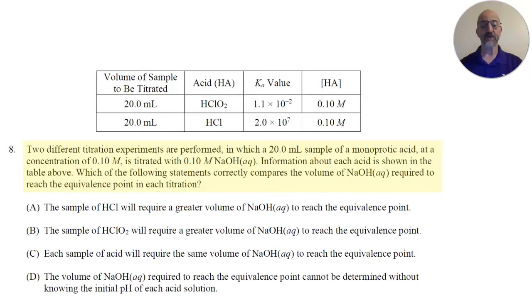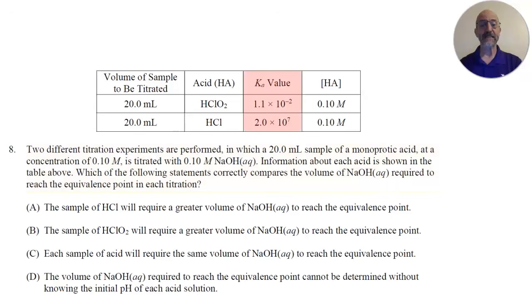So as you look at the 4 answer choices, you can see that HCl will require a greater volume of the titrant, the sodium hydroxide, or HClO2 will require a greater volume of sodium hydroxide, or maybe each sample will require the same volume, or in choice D, perhaps we don't know, we don't have enough information because we don't know the initial pH of each acid solution. So let's go ahead and take a look at the details of these 2 acids.